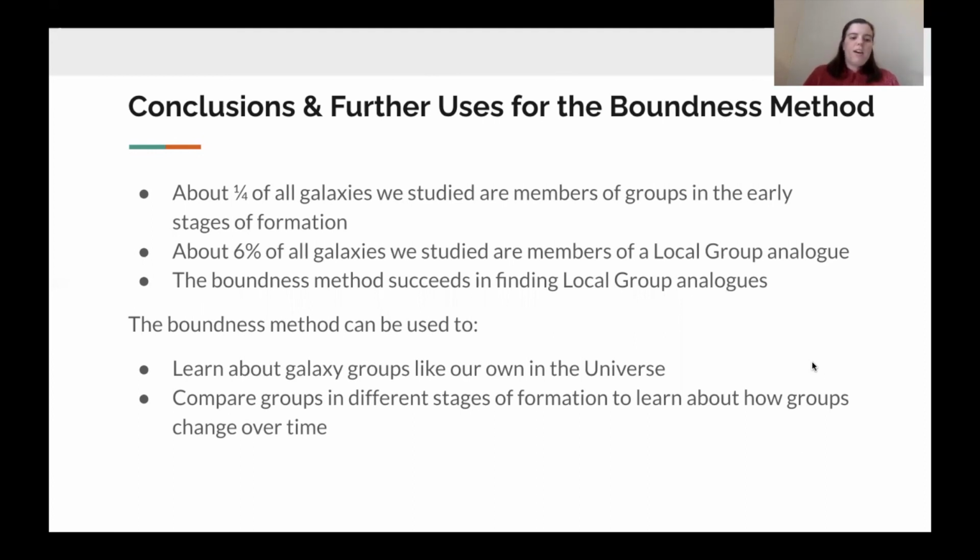So now that we have the boundness method, we can use it to learn about galaxy groups like our own in the real universe. And we can also use it to compare groups at different stages of formation to learn about how groups change over time as they evolve.